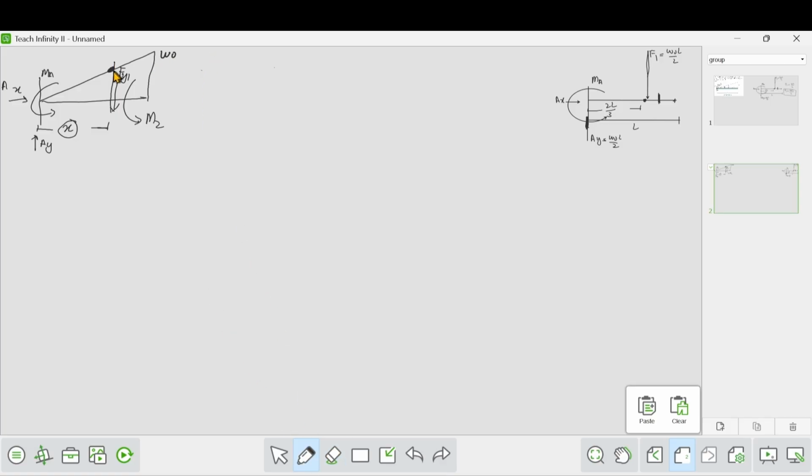So what will be the omega at this point? At this point, omega naught height divided by total length equals, let's say, unknown A divided by X. So what will be the value of A? A is equal to omega naught X divided by L. So this value is omega naught X divided by L. Sorry, this is X divided by L.